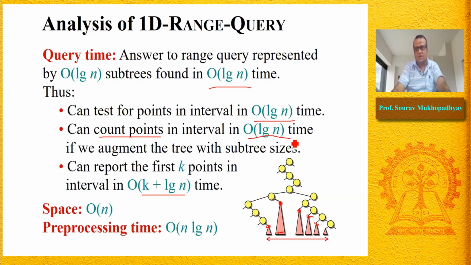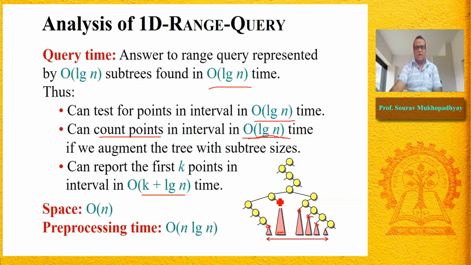We can do this augmentation. We can store the subtree sizes in each node. Subtree size means we can just count the number of leaves in the subtree and store that there. And then we can just add it up. So that augmentation will help us get how many points there are, that value k. We can output that value k in order of log n time if we do this augmentation.